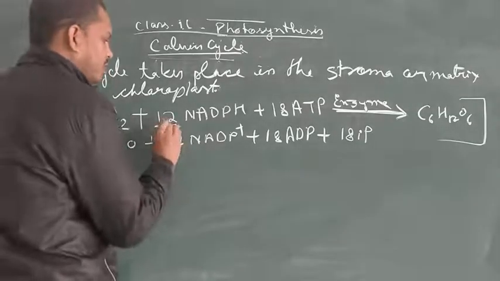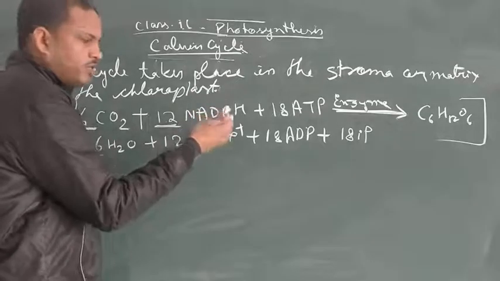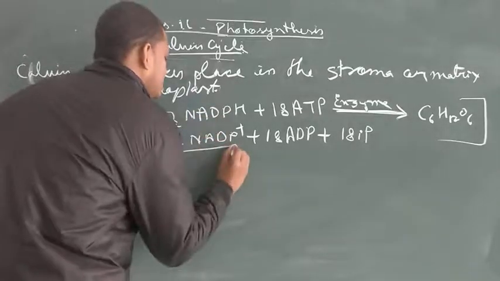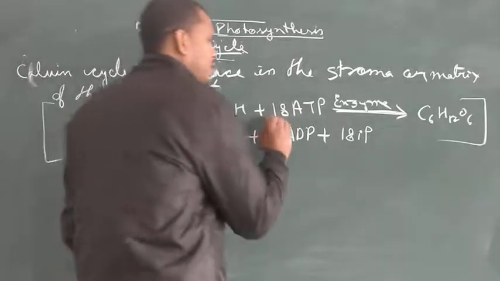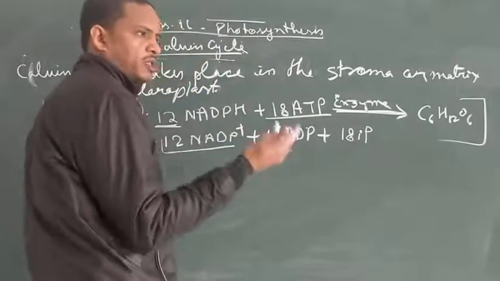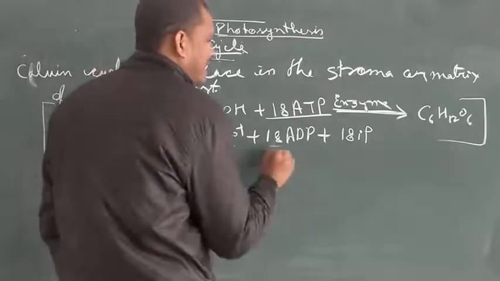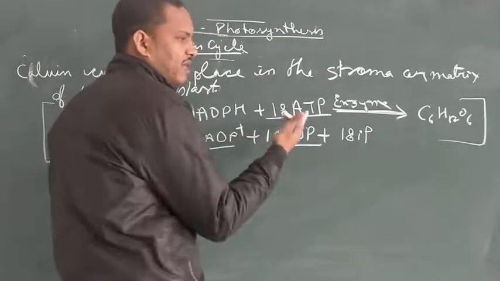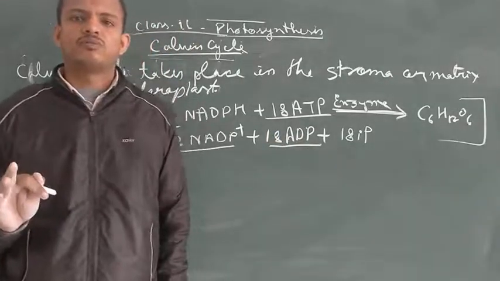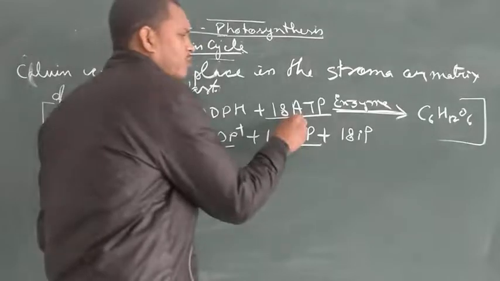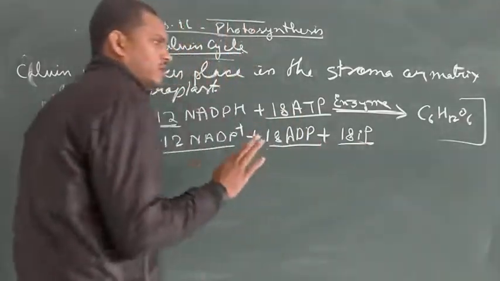That is 12. After use, the energy molecules are going to break down. How many? 12 NADP plus are released. ATP, 18 used during the process. During the process, the outcome is 18 ADP, and we all know that ATP has a triphosphate bond. So when this is used, it gives ADP and inorganic phosphate, 18. So this is the complete process.